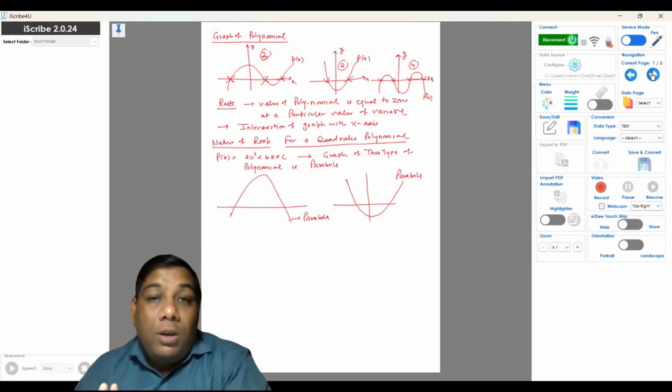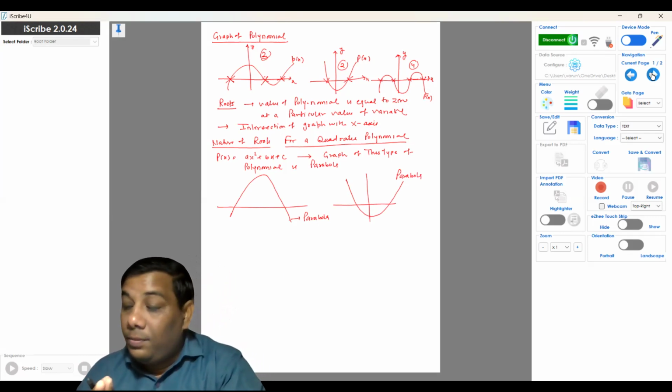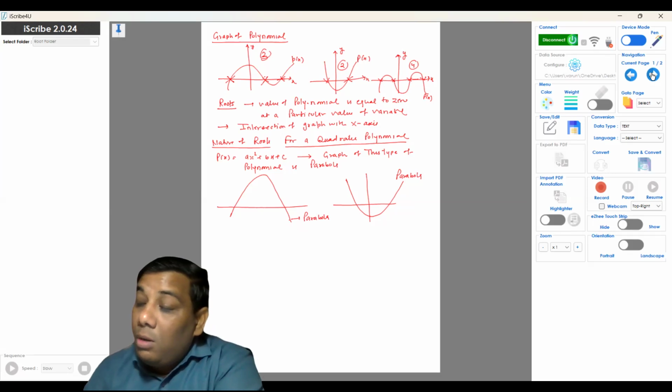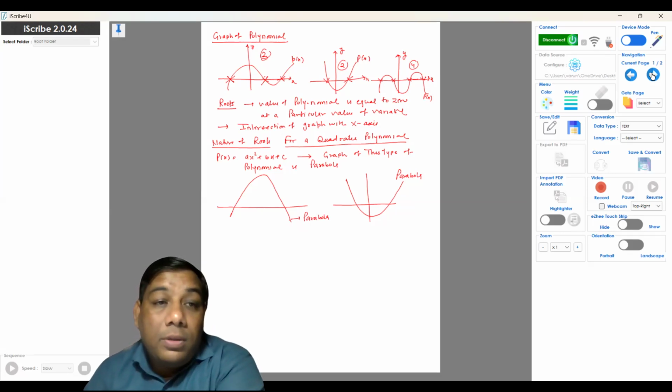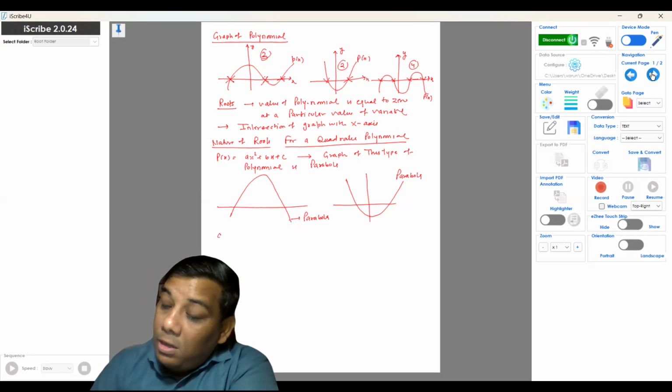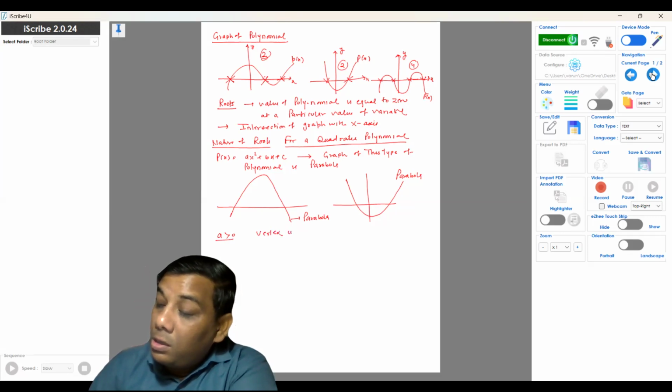Here, the nature of the roots depends on two things. What kind of parabola we are getting from the different kinds of quadratic polynomials. If a is greater than 0, then the vertex is upward. And if a is less than 0, then the vertex is downwards.